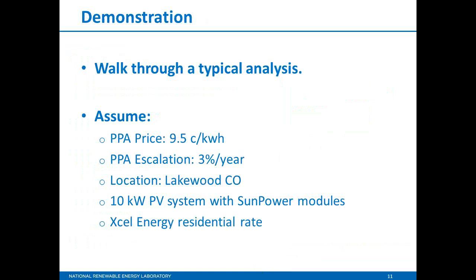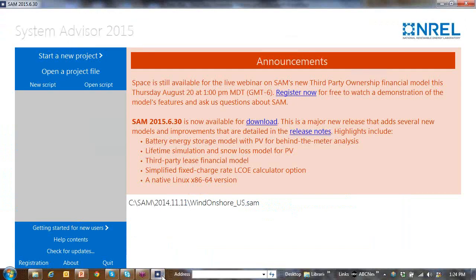Okay, let's now take a break from the PowerPoint slides and do a quick demonstration. I put in some default assumptions here. The prepaid price is 9.5 cents per kilowatt hour with an escalation rate of 3% per year, which is high, potentially. And the system would be here in Lakewood, Colorado, a 10 kilowatt PV system with SunPower modules using Xcel Energy residential rates. So let's take an opportunity to set that up.